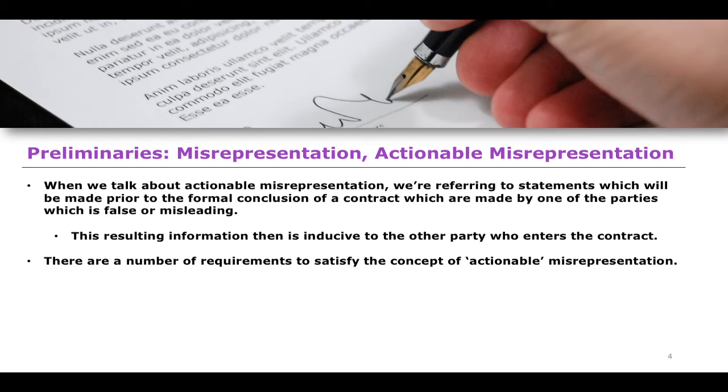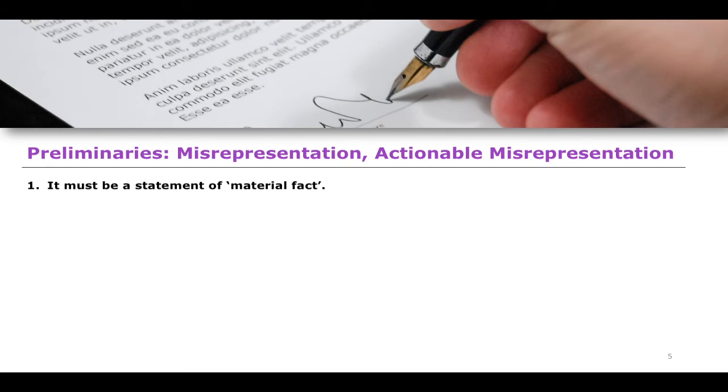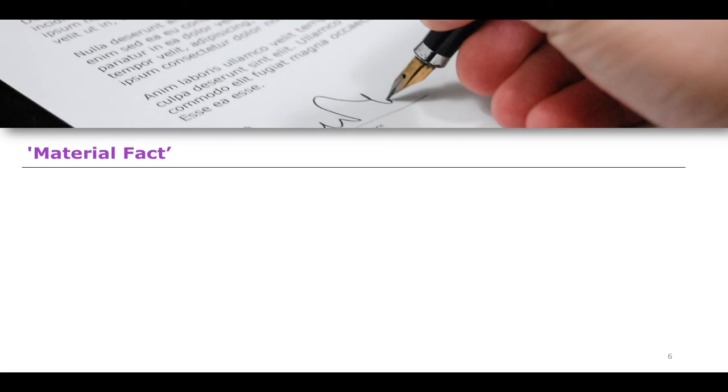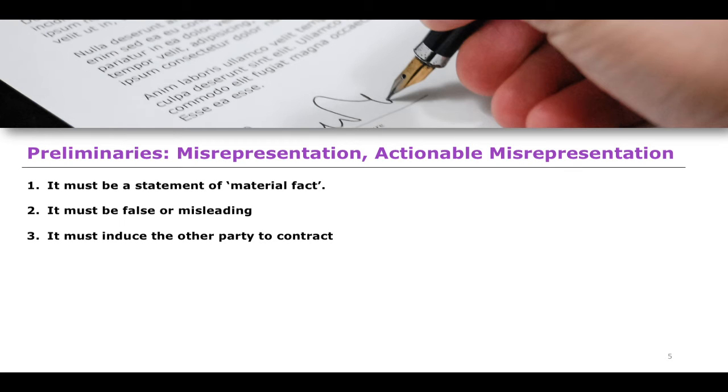There are a number of requirements to satisfy the concept of actionable misrepresentation, and these include the fact that the statement must be a statement of material fact. It must be something that is either false or misleading. It must also induce the other person to contract as well. So these are the things that are required if you're thinking about, or if you have a problem question that is on the subject of actionable misrepresentation.